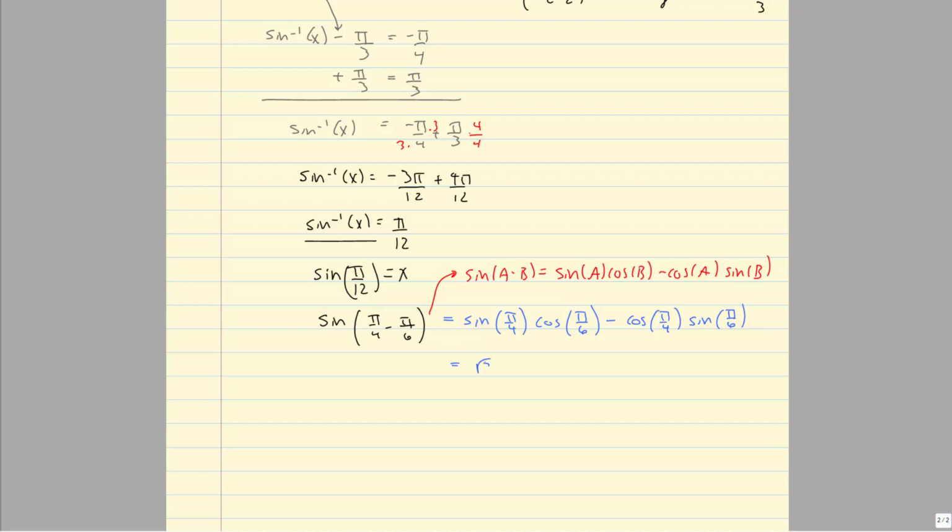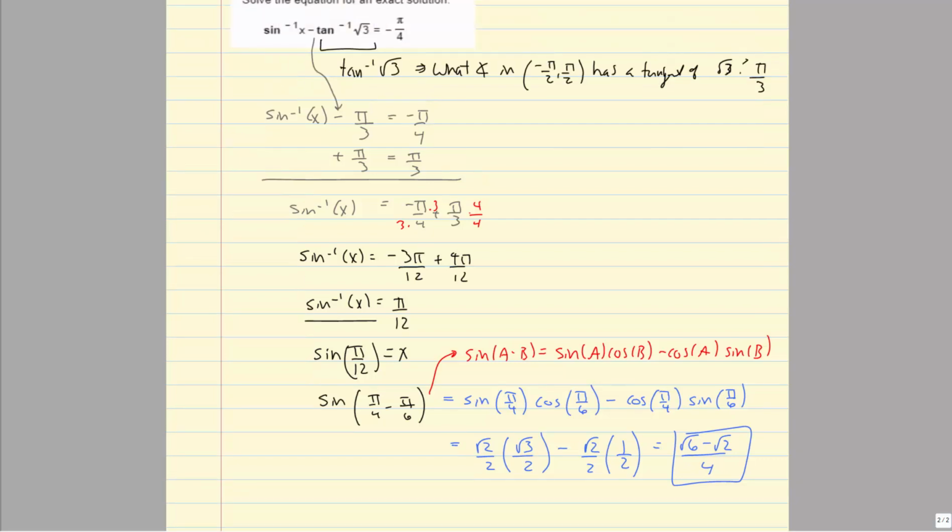So this is square root of 2 over 2. Cosine of pi over 6 is square root of 3 over 2. Cosine of pi over 4 is square root of 2 over 2, and the sine of pi over 6 is 1/2. So this would be root 6 minus root 2 all over 4. Okay, so this works out pretty slick. I could find a decimal approximation for this if I wanted to, and I could solve this with a decimal by graphing, and then I could compare what I get for my graph decimal approximation to my root 6 minus root 2 if I wanted. So let's go ahead and try that.